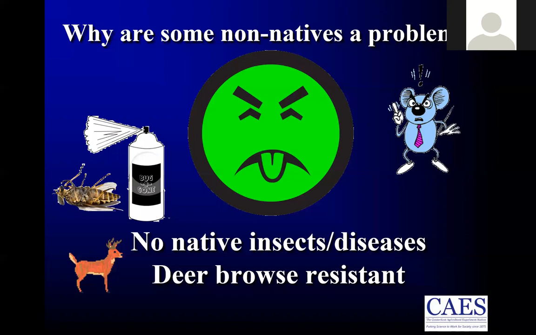A lot of these were planted originally as ornamentals, and people loved them. They didn't have to spray them for bugs or disease. And also, they're deer browse resistant. So it was an ideal sort of plant. You could plant it and forget it. But that makes a problem when they adapt to our soils and our climate, and they start moving out and reproducing in the woods.